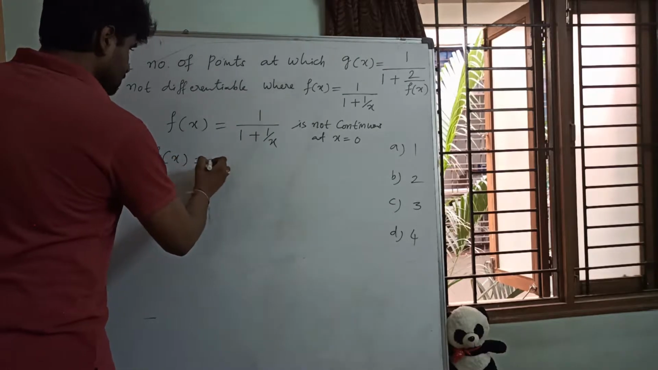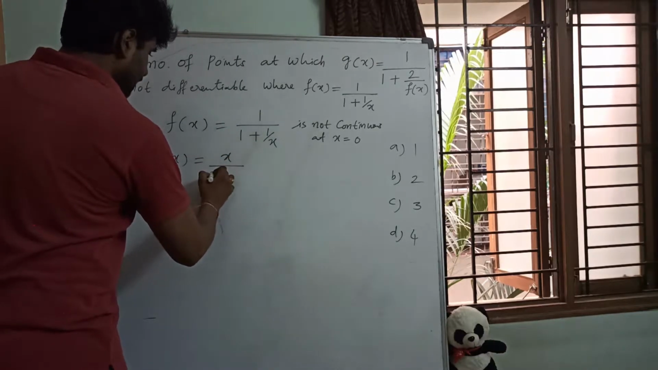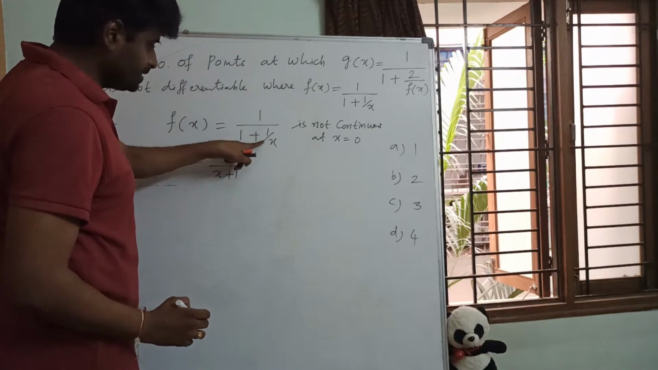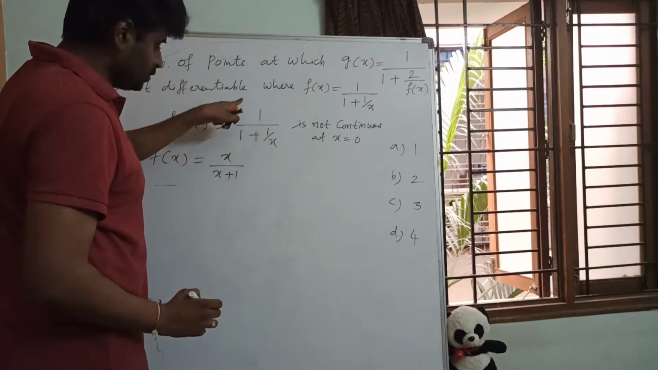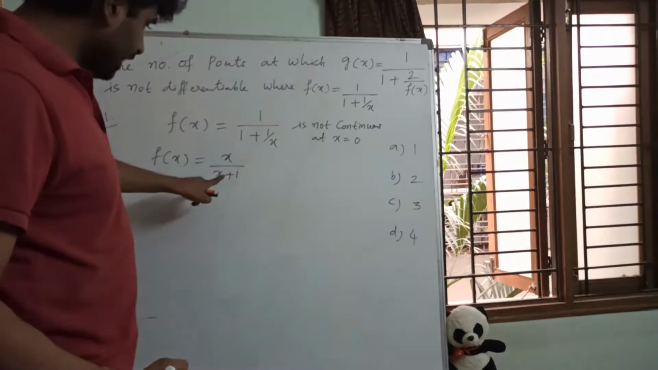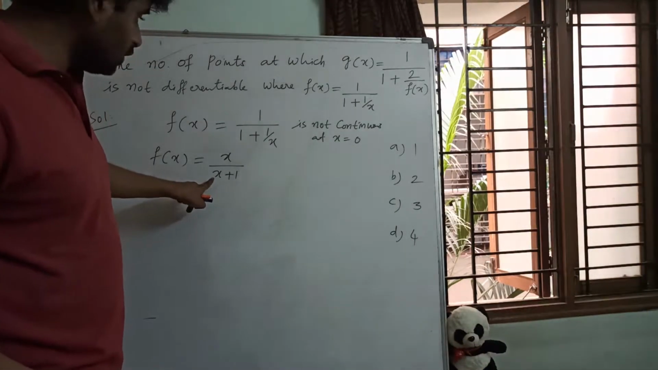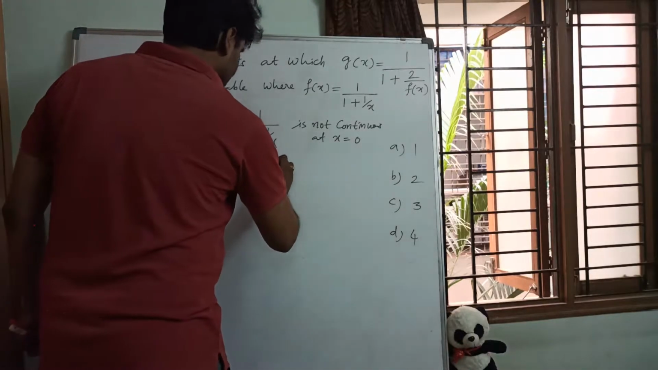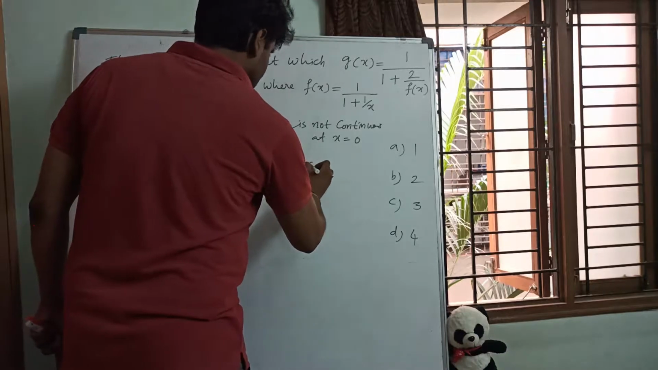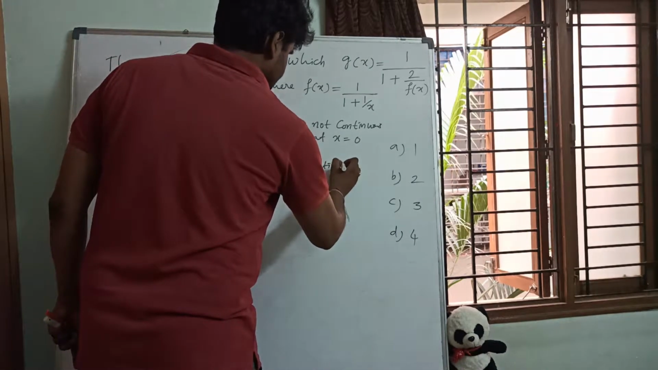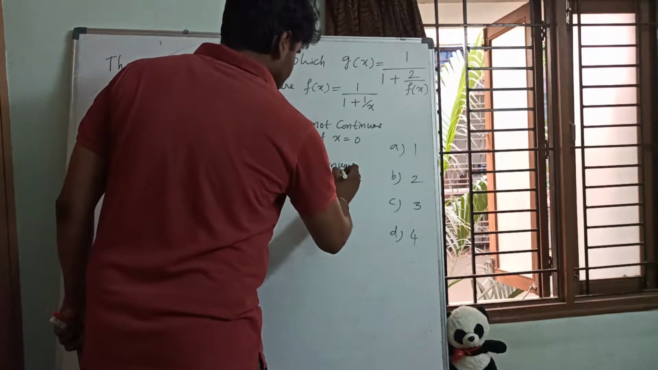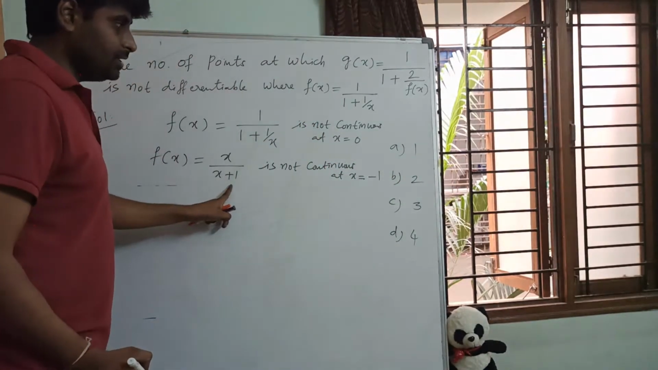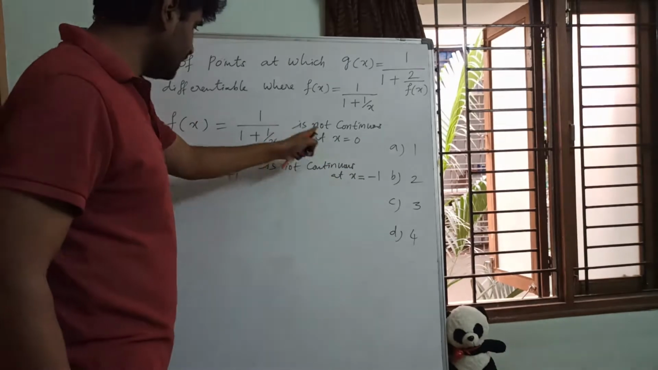Now let us go for simplifying this. f of x equals x by x plus 1. Taking LCM here, x goes up, x multiplied, x by x plus 1. So at which value of x is it not continuous here? x should not be minus 1. So it is not continuous at x equals minus 1 also. From the outlook we should take the points where it is discontinuous. So already x equals 0, x equals minus 1, it is not continuous.